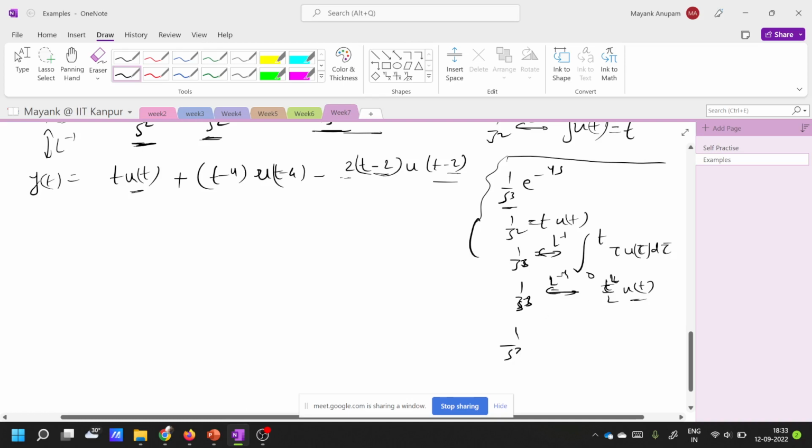Now you have to find out 1 by s cube e to the power minus 4s. So what you have to do, everywhere that you have t, you replace t by t minus 4. So t square here will be t minus 4 whole square by 2 multiplied by u of t minus 4. Understood?